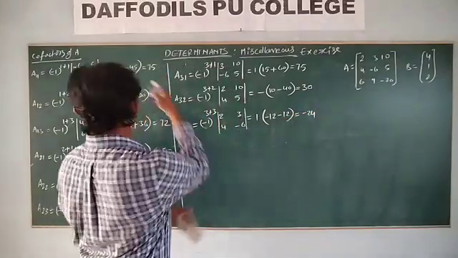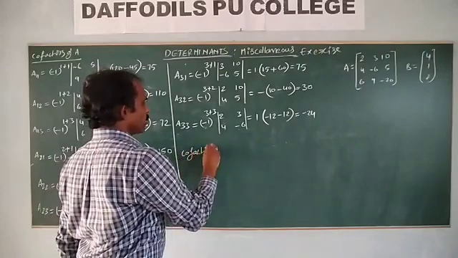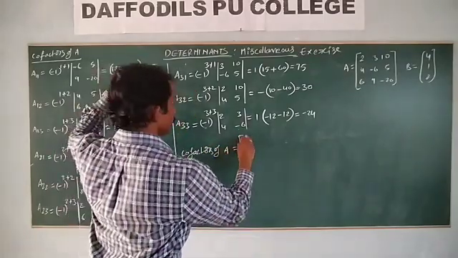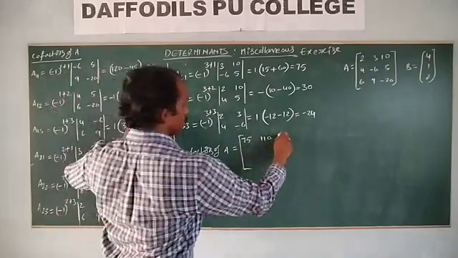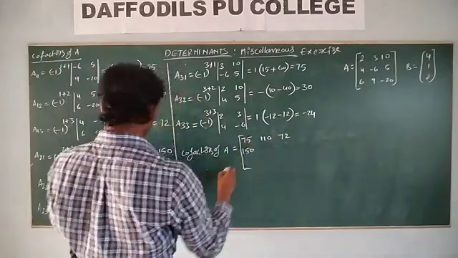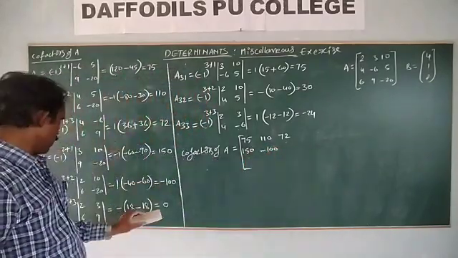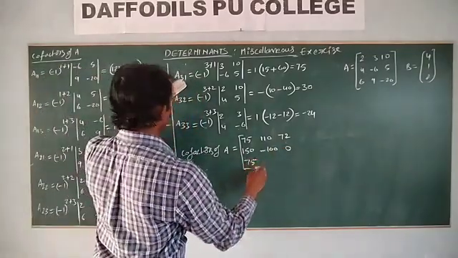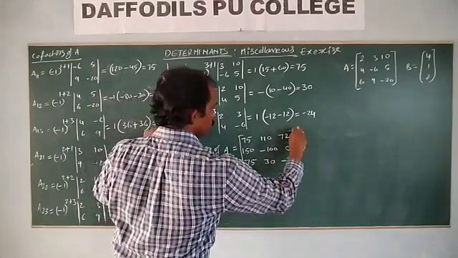If the cofactors are formed, cofactors of A: A11 is 75, A12 is 110, A13 is 72, A21 is 150, A22 is minus 100, A23 is 0, A31 is 75, A32 is 30, A33 is minus 24. Right.